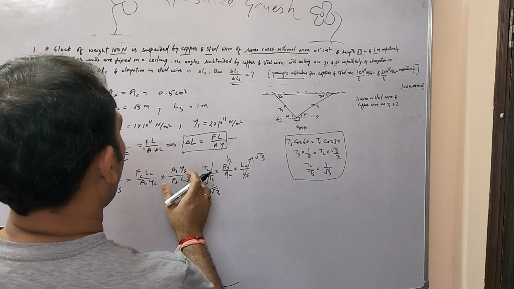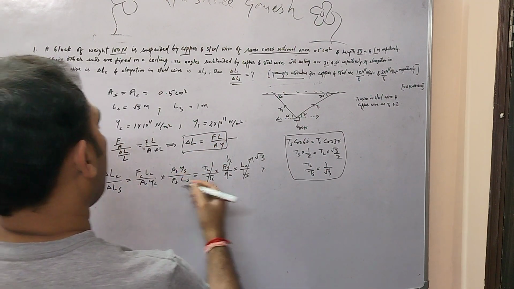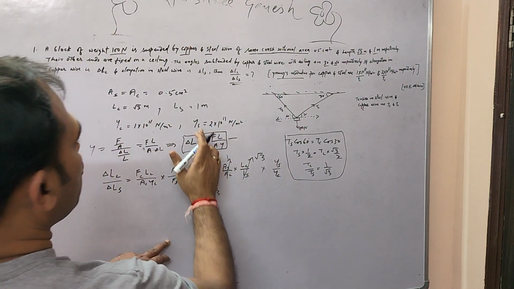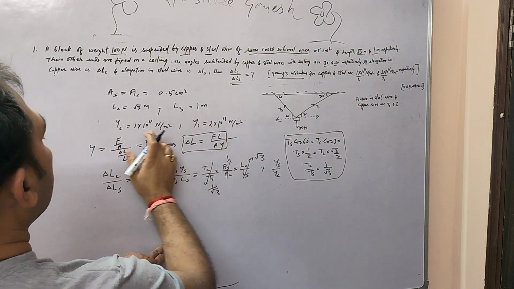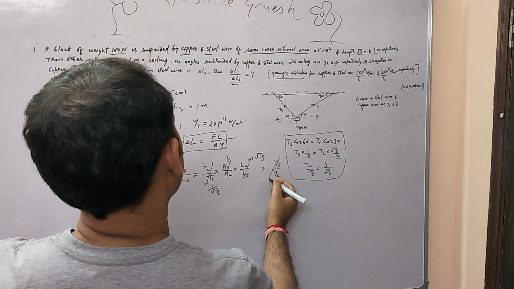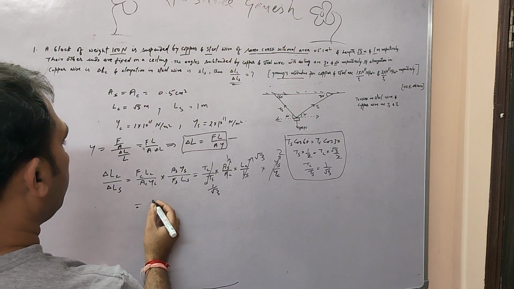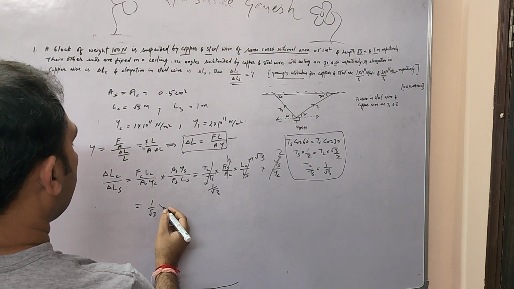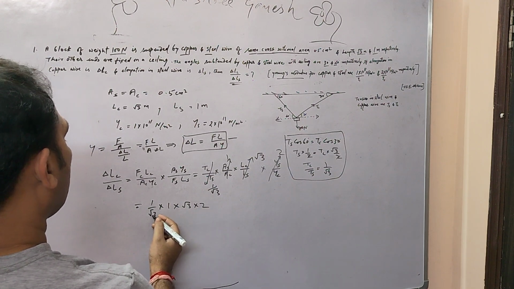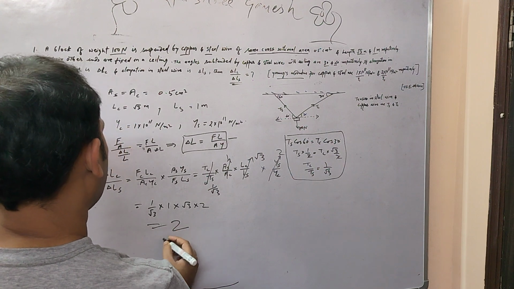Now left with YS upon YC, into YS upon YC. So YS is this and YC this. This is 2 times. So this will be 2. That will be 1 by root 3 into 1 into root 3 into 2. Root 3 cancel out. So the required value will be 2. This is the answer.